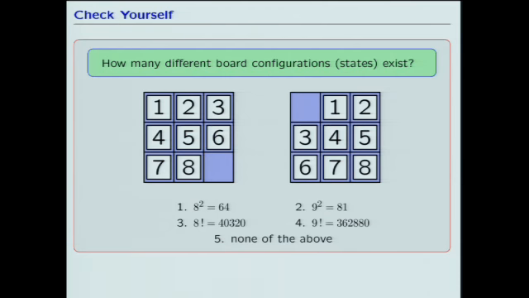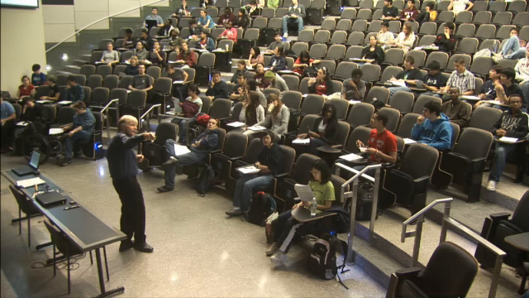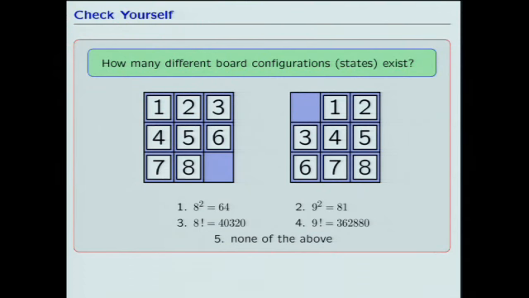So think about that for 20 seconds. Talk to your neighbor and figure out whether it is 8 squared, 9 squared, 8 factorial, 9 factorial, or none of those.